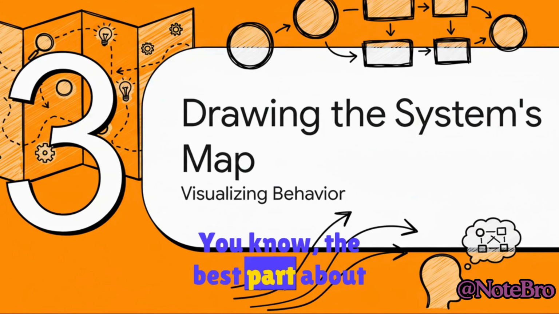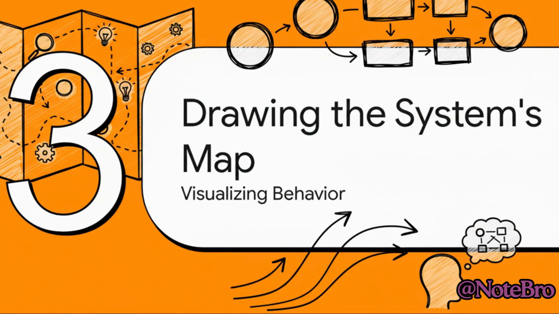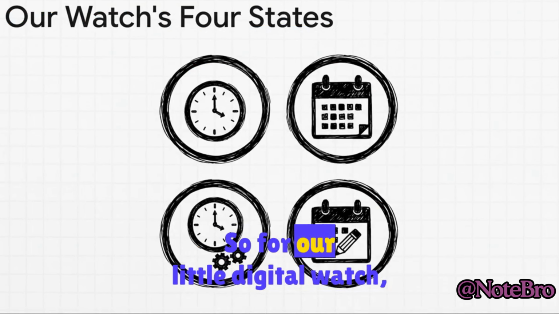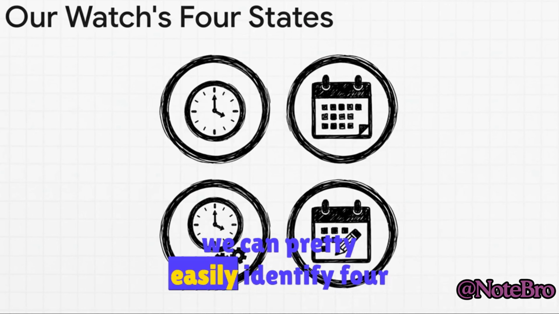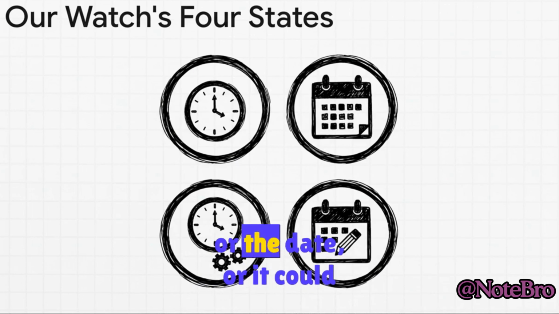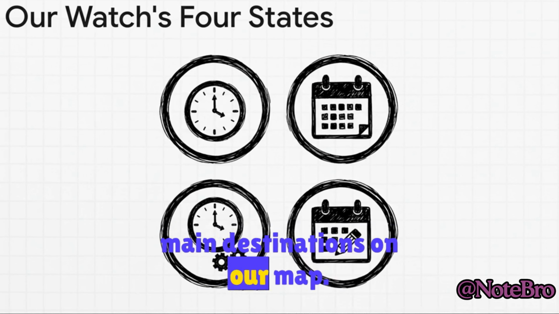You know, the best part about all this? We don't have to just keep all this logic floating around in our heads. We can actually draw a map of the system's behavior. We can make it visual, so it's easy for a whole team to look at and understand. So for our little digital watch, we can pretty easily identify four distinct states. It can be showing the time or the date, or it could be in a mode to alter the time or alter the date. Just think of these as the main destinations on our map.